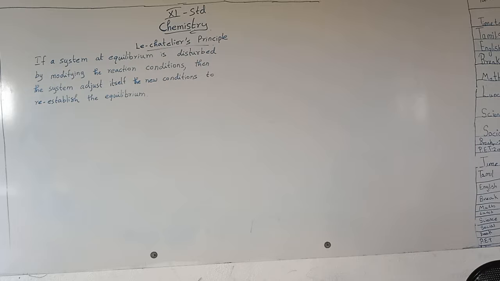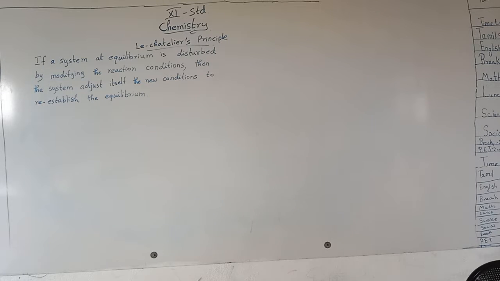So, this is the last topic in this unit number 8, physical and chemical equilibrium. Already, I explained the topic as predicting the extent of reaction, predicting the direction of the reaction, and calculation of synthesis of ammonia and dissociation of PCl5. Okay. So, the next topic is Le Chatelier's Principle.